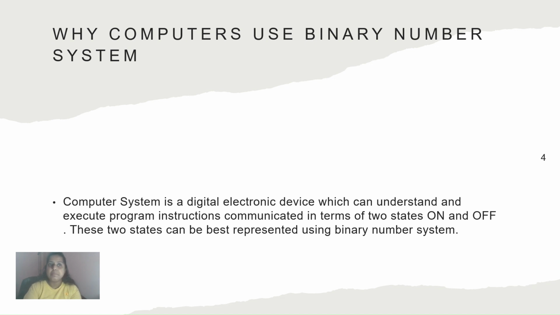Why do computers use the binary number system? As I explained, a computer system is a digital electronic device which can understand and execute program instructions communicated in terms of two states, on and off. These two states can be best represented using the binary number system. That's the reason why we are using the binary number system for our electronic devices.